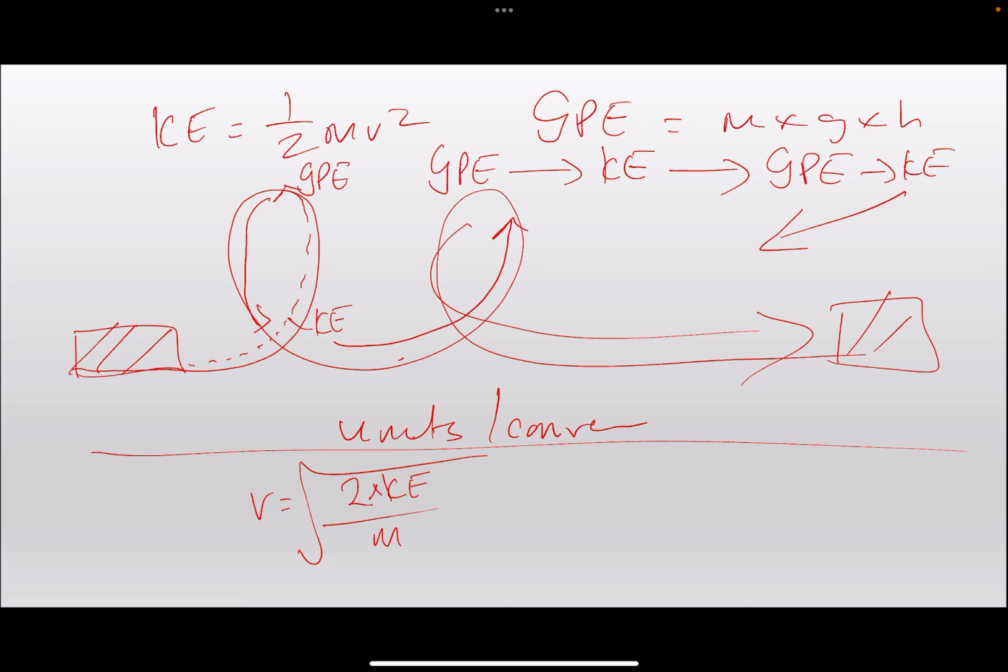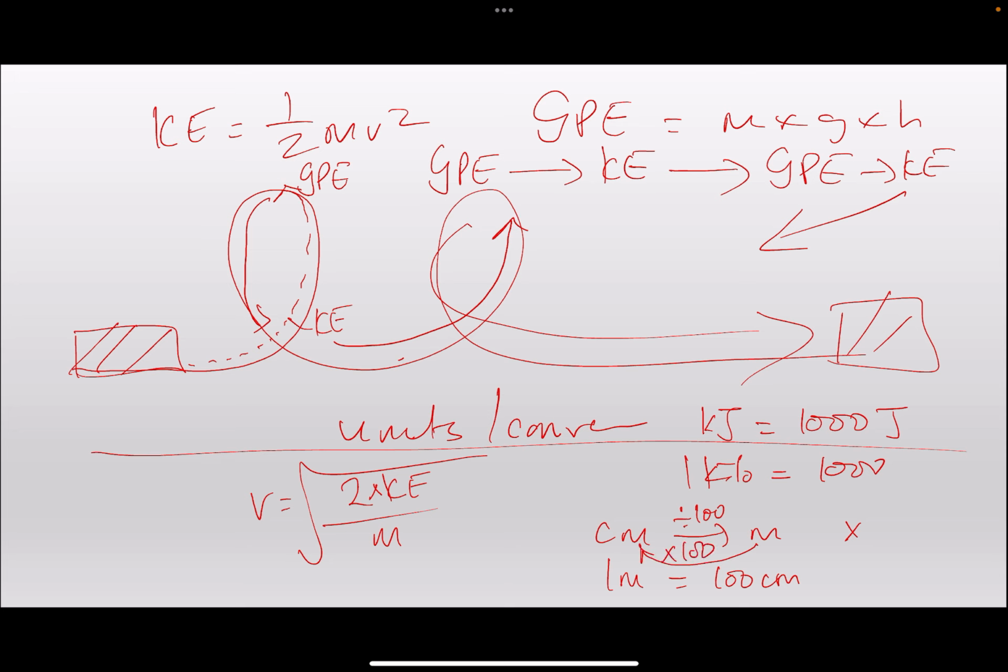Also converting. A kilojoule is 1,000 joules. So 1 kilo is 1,000. To convert from centimeters to meters, for example, 1 meter is 100 centimeters. So if you want to convert from centimeters to meters, you divide by 100. If you want to convert from meters to centimeters, you multiply by 100. That's a skill you should have done in maths.